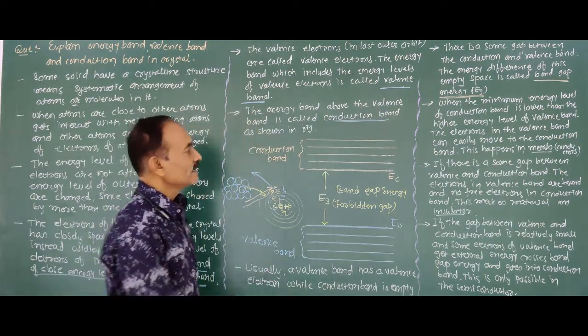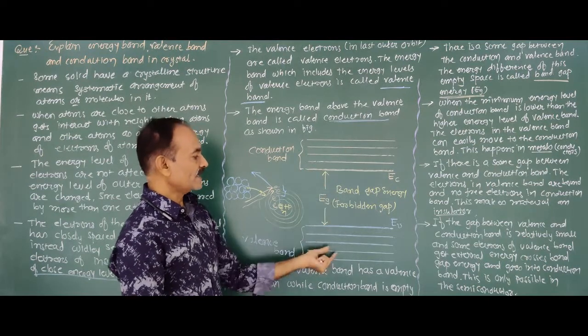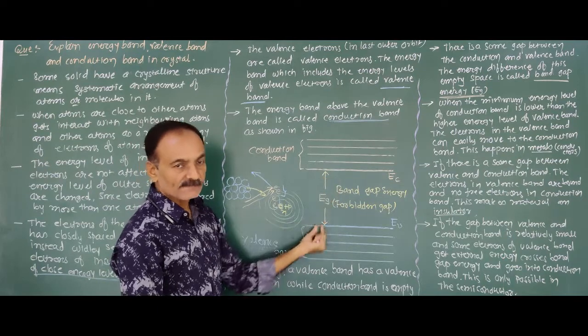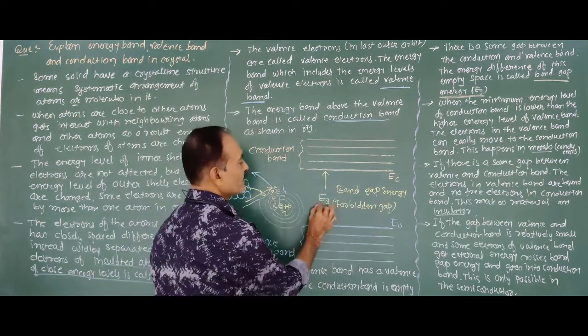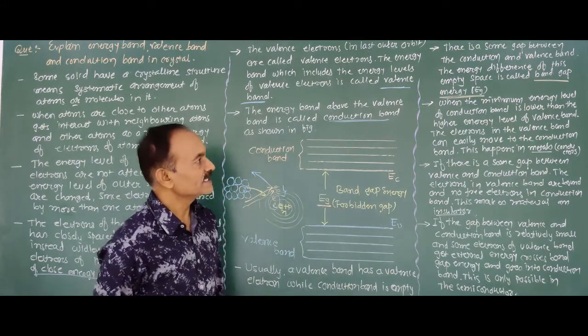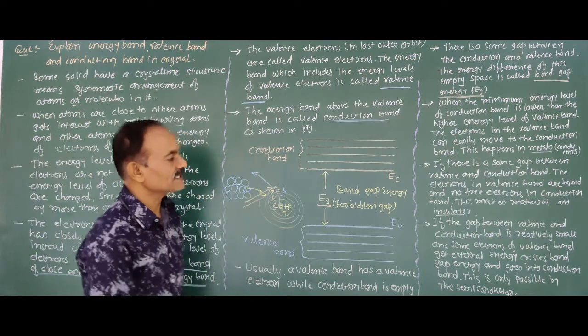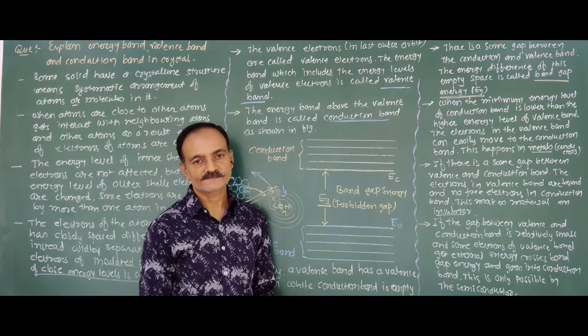Again, there is some gap between the conduction band and valence band. The energy difference of this empty space is known as the band gap energy, denoted by Eg. How do we classify solids into conductors, insulators, and semiconductors?